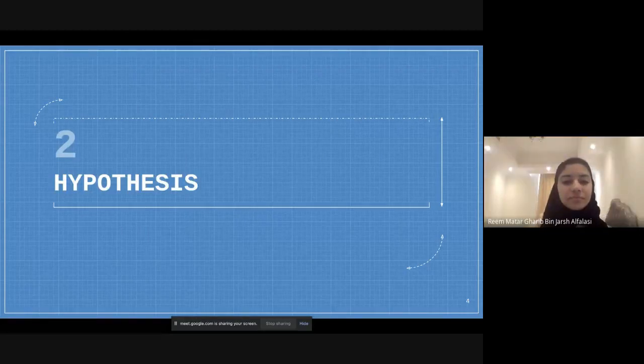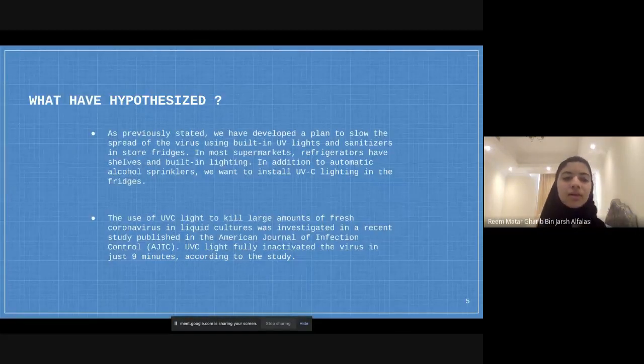Hypothesis. Now, what have we hypothesized? As we know, supermarkets can sometimes be considered crowded places, so we stated previously that we came up with a plan to help in slowing down the spread of coronavirus by using built-in UV lights and adding to it automatic alcohol sprinklers inside the refrigerators.